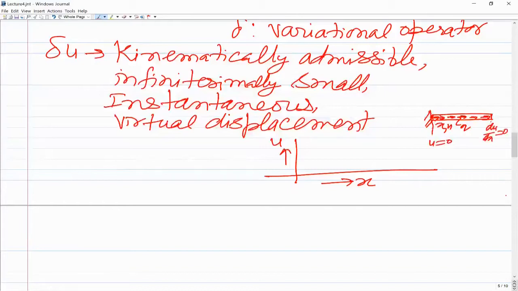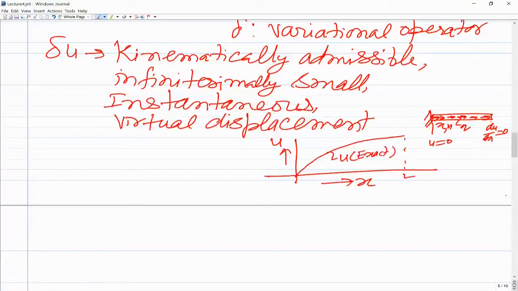The first term which is written is kinematically admissible. If at x equal to 0, u is specified, then delta u has to be 0 there. So it should satisfy the homogeneous form of the essential boundary conditions. Kinematically admissible means the variation of u should satisfy the homogeneous form of the essential boundary condition. Let us say the actual solution, or the exact solution of the problem, is some function like this. So this u is basically the exact solution of the problem.